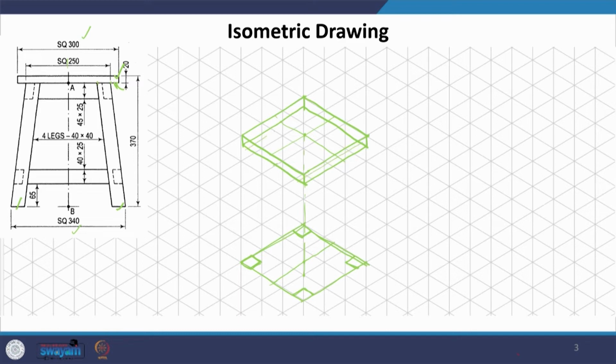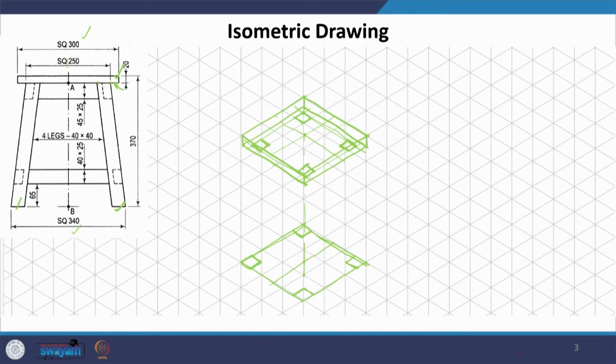So, we will draw a smaller square which will be somewhere here. So, this is the square that we are talking about. I am just darkening the points. Okay. Now, the square of these legs remains the same. It does not truncate to the bottom. So, what we have to identify or mark is 40 by 40 squares for the legs in the corner of this diminished square, which is say 250.